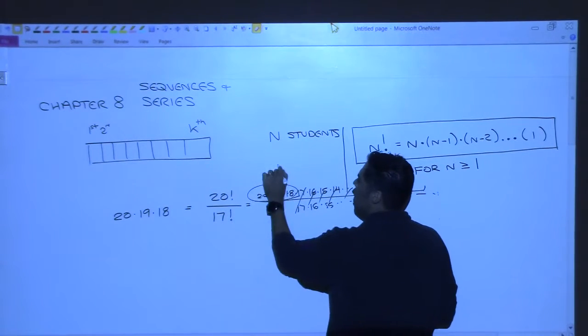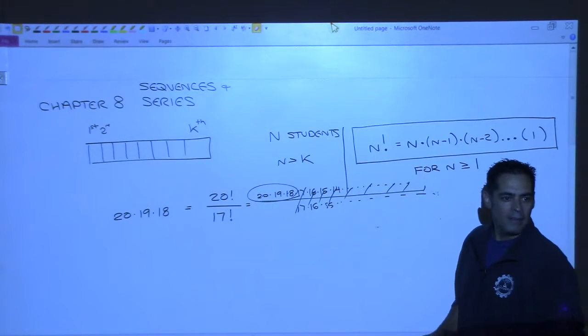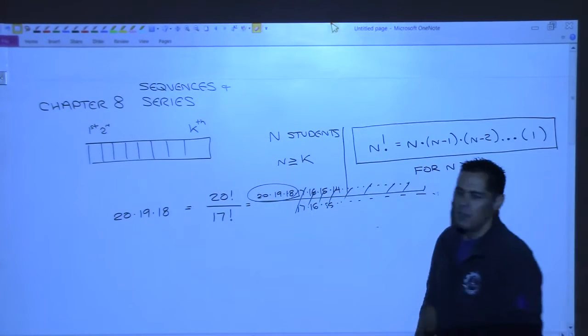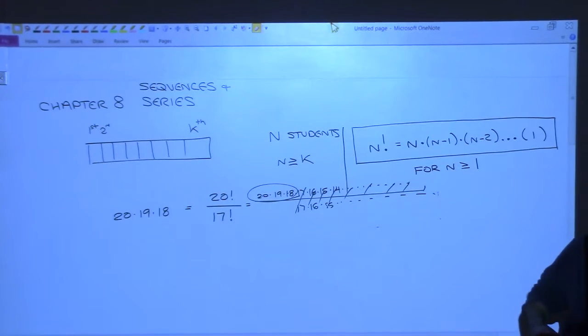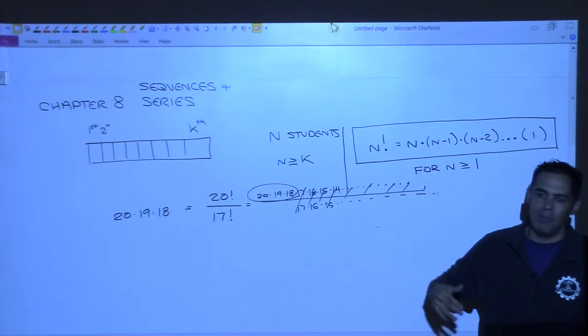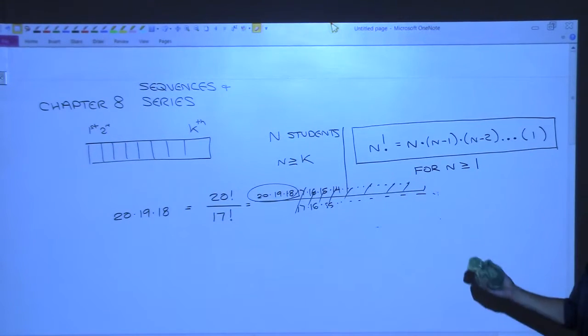N students. Now we have to assume that the number of students is greater than the number of rankings that I'm going to have, although it could be the same. So maybe I want to just pick my top 3, or I want to pick my top 8, whatever, but no matter what, the ranking can't be bigger than the number of students I have. What would be the formula for this then? The number of ways that that could happen?